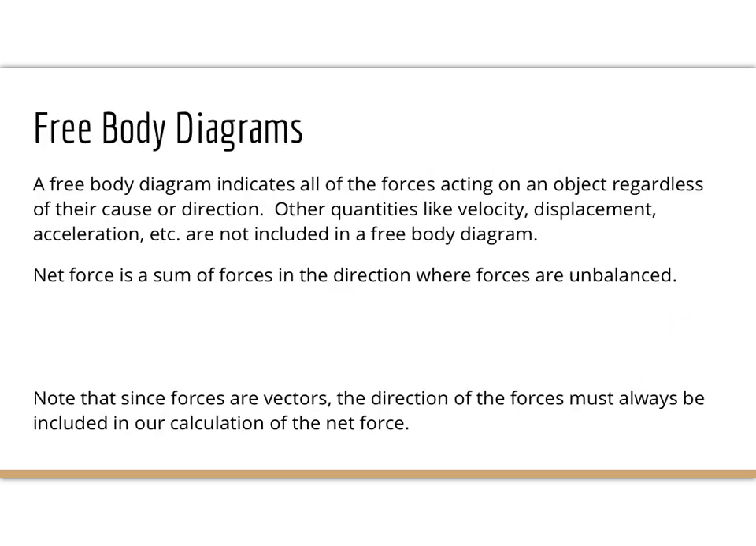Free body diagrams. Now there's one thing on this page, page 9, where it talks about F net. We're going to look at that, and I'm going to get you to cross some things out and look at what I'm talking about here. A free body diagram indicates all of the forces acting on an object regardless of their cause or directions. So we do not include velocity, displacement, or acceleration in our free body diagram. A free body diagram is forces only.